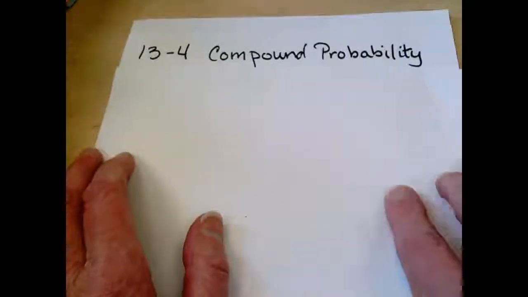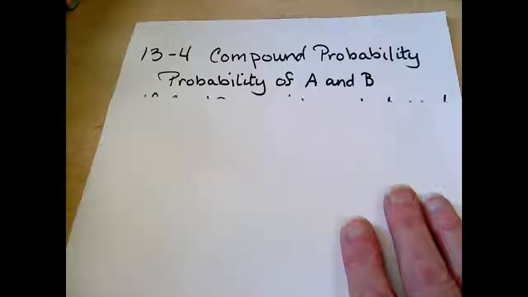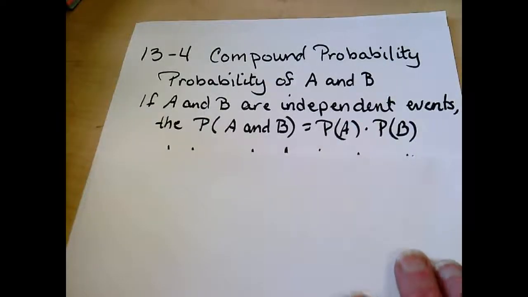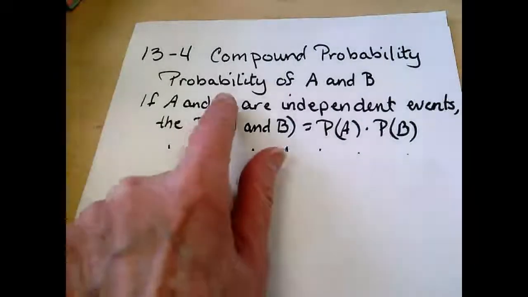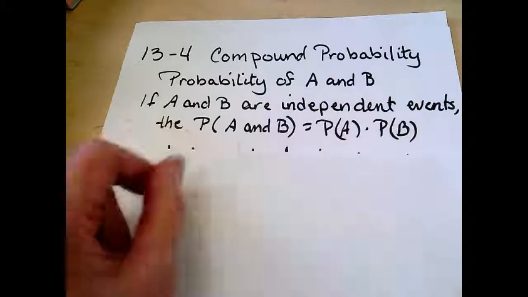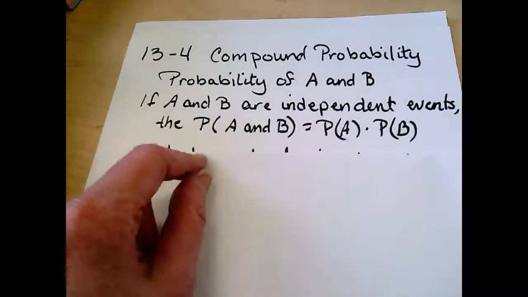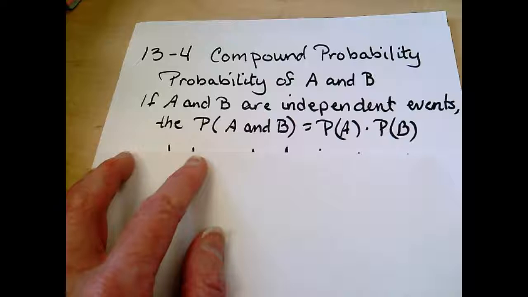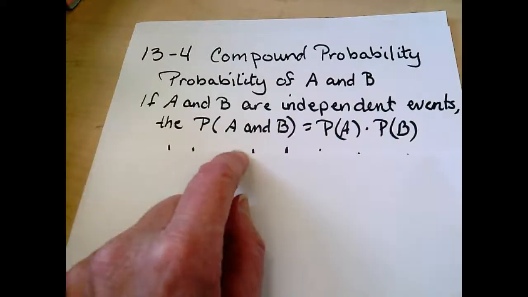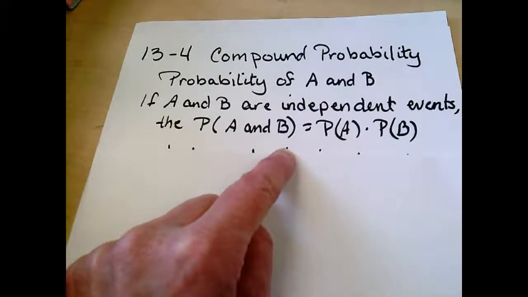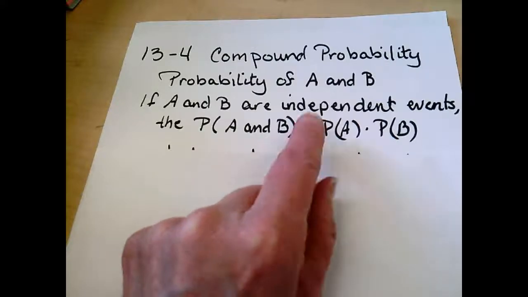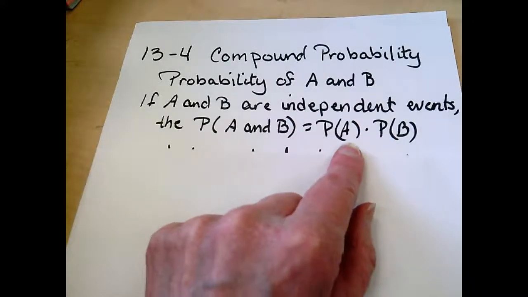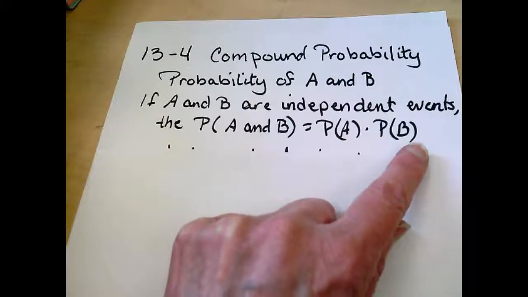13-4, compound probabilities. A compound probability is a probability of A and B. If A and B are independent events, the probability of A and B is how it's going to be written. And what you do is you set probability of A times probability of B.